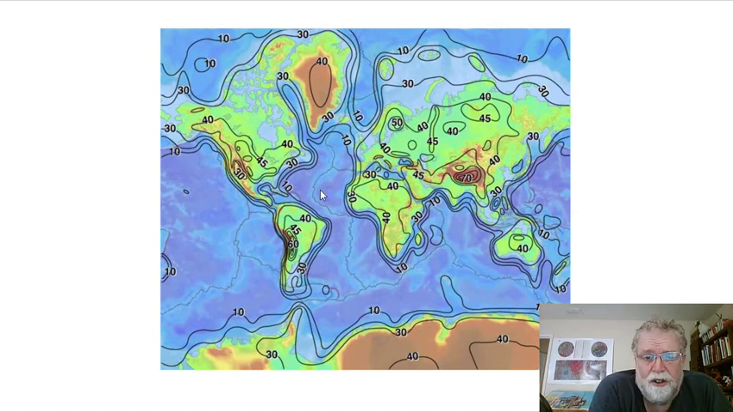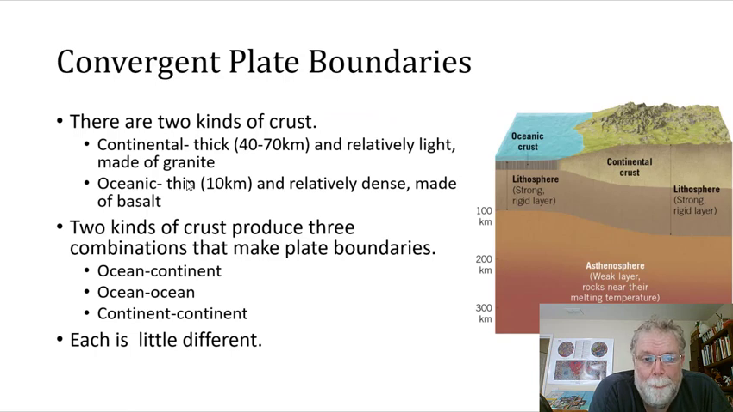So we have two different kinds of crust, and this shows it very distinctly. And this shows one aspect of it, that continental crust is thicker. Oceanic crust is definitely thinner. Continental crust is less dense. I say light, okay. Less dense is probably a better word, because it's made of granite.